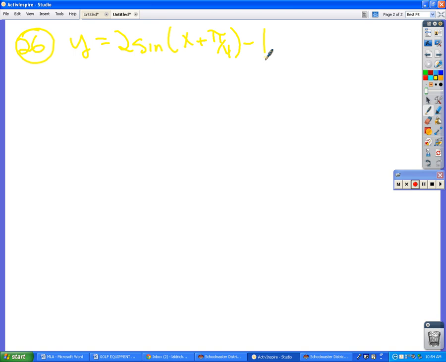Okay, 26. What's the period? 2 pi. What is the amplitude? Why is the period 2 pi? Because there's a 1 in front of the x. Oh, okay. And 2 pi divided by 1 is 2 pi. So the amplitude is 2. But what's my range going to be? Negative 3 to 1. Because my amplitude of 2 means that it would normally be from negative 2 to 2. But the minus 1 means I'm going to shift that down 1, so it's going to be from negative 3 to 1. And then it's moved to the left pi over 4, right?